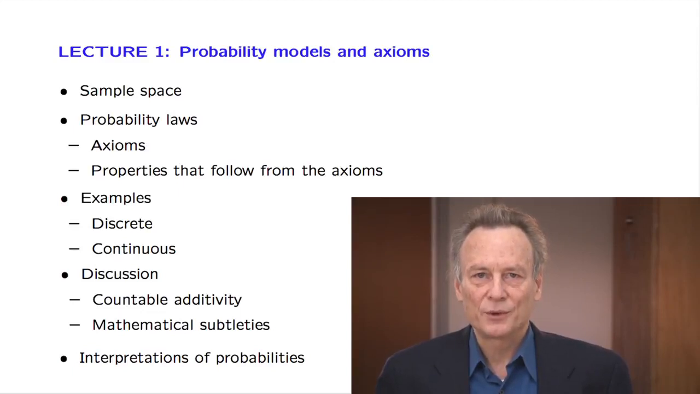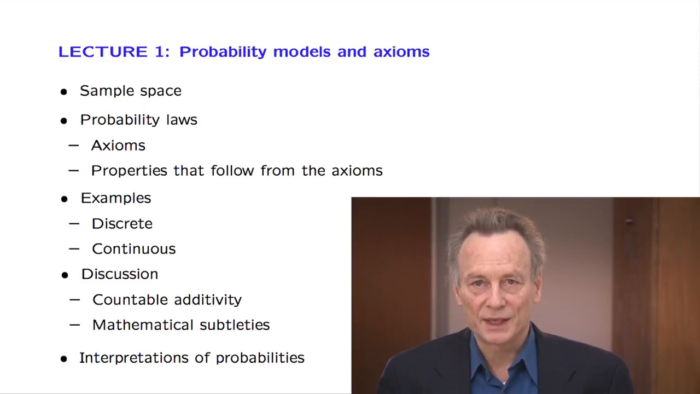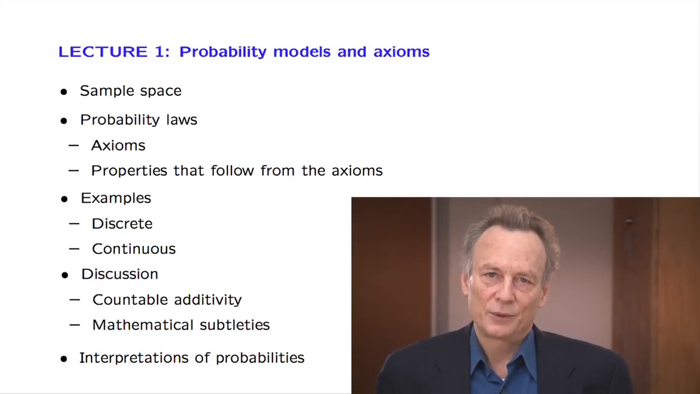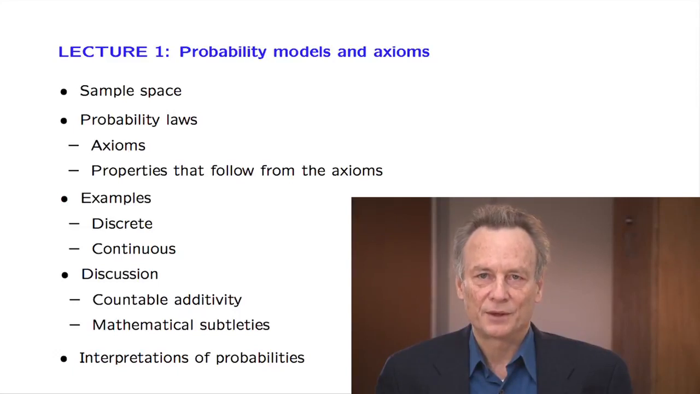We will then go through a couple of very simple examples involving models with either discrete or continuous outcomes. As you will be seeing many times in this class, discrete models are conceptually much easier. Continuous models involve some more sophisticated concepts, and we will point out some of the subtle issues that arise. And finally, we will talk a little bit about the big picture, about the role of probability theory and its relation with the real world.